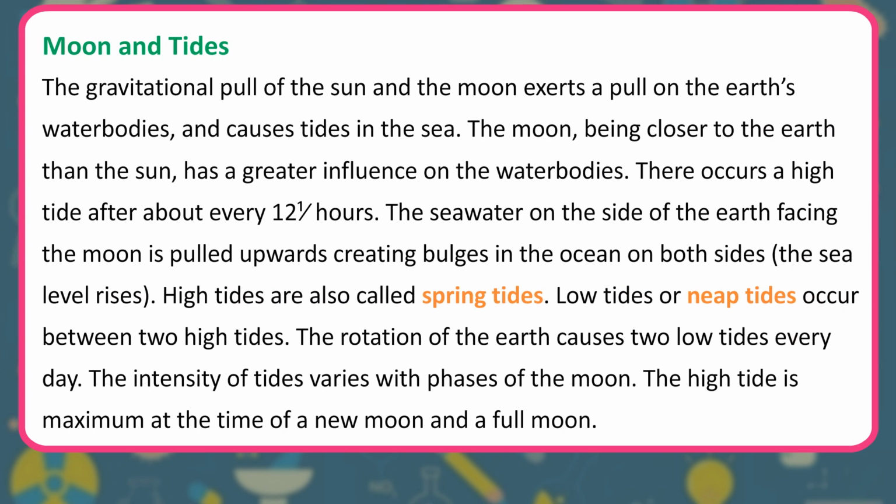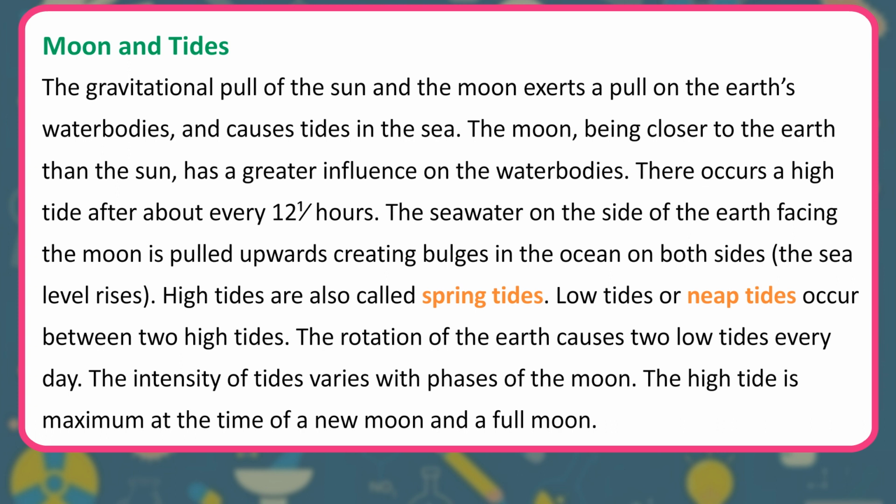Moon and tides. The gravitational pull of the sun and the moon exerts a pull on the Earth's water bodies, and causes tides in the sea. The moon, being closer to the Earth than the sun, has a greater influence on the water bodies. There occurs a high tide when the sea water on the side of the Earth facing the moon is pulled upwards, creating bulges in the ocean on both sides. The sea level rises. High tides are also called spring tides.